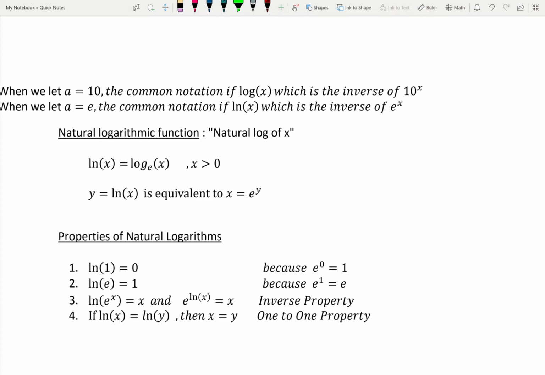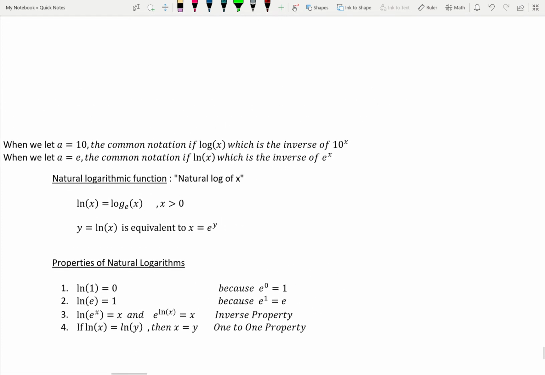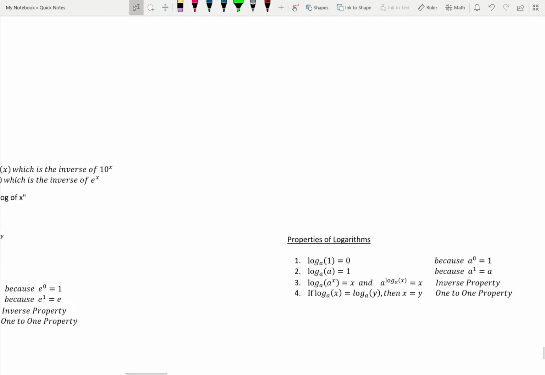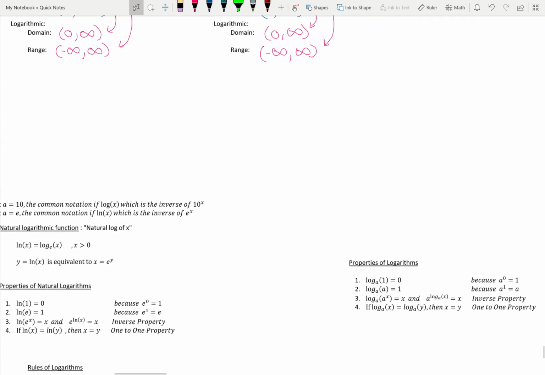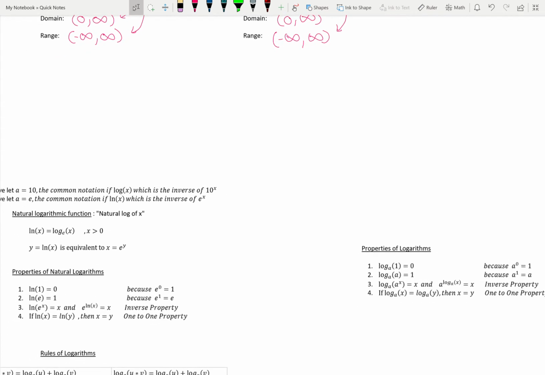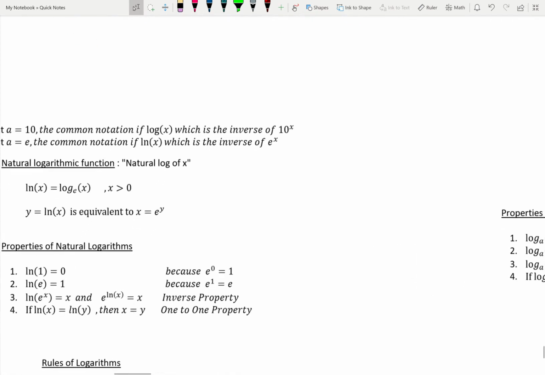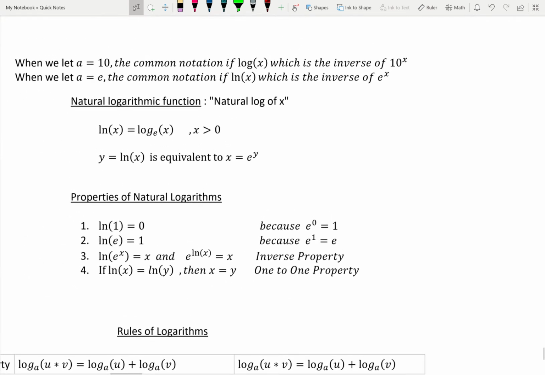And just like for our log functions, in the last video we went over the properties of log. We had an inverse and a one-to-one property. We have the same thing for ln. So pretty much the same rules apply because it's literally the same thing, just a different base. Okay, so it's important to know all these properties because they all come together and they're all very useful for finding our missing variable, or our unknown variable, I should say.